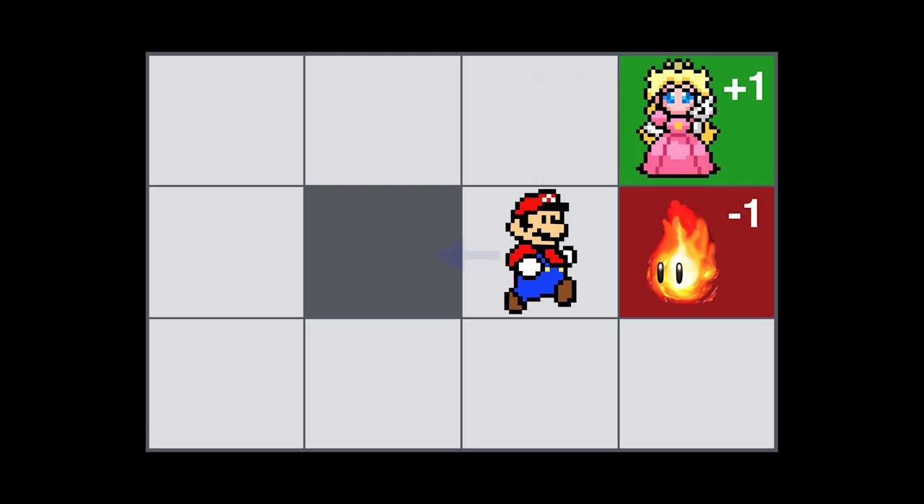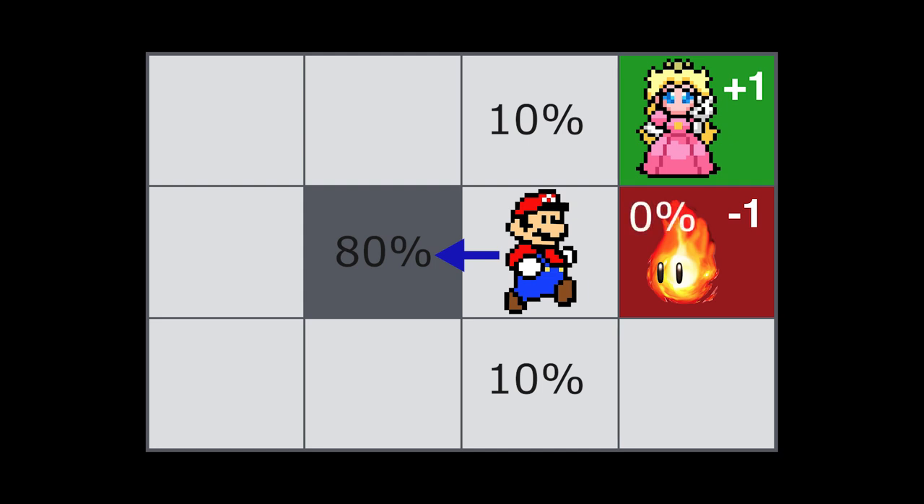Interestingly enough, if our command is move left into the wall, there's an 80% chance of staying in the same square, but a 10% chance of going up near our goal, and a 10% chance of going down away from the danger, and actually a 0% chance of falling into the lava. So that turns out to be the ideal action in that square in most situations.